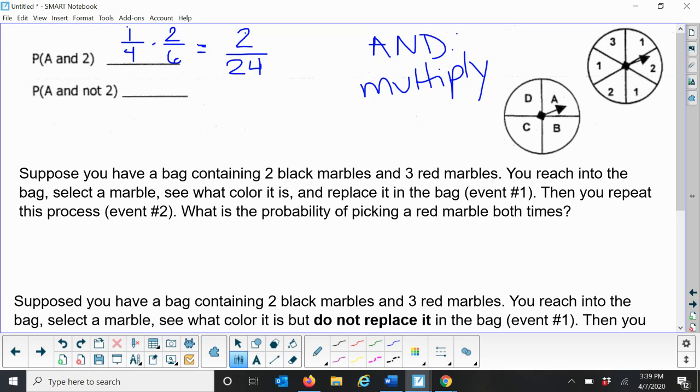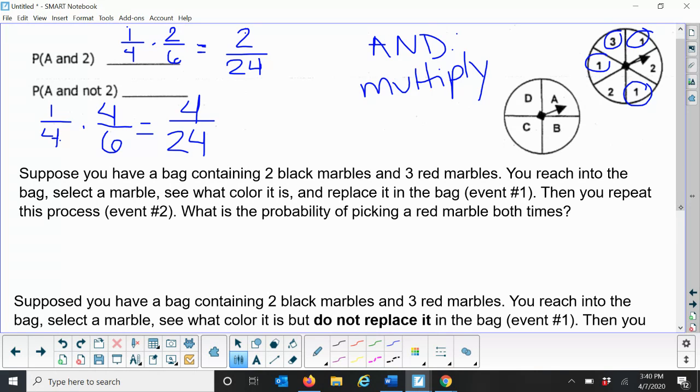Now, for my second one, the first part is the probability of A. And so that probability didn't change. It's still a 1 out of 4. But now I want the probability of not 2. And so that's going to be all of these that are not the number 2. And so for that one, I actually have a 4 out of 6 chance of it not being the number 2. And so when I multiply these two across, I end up with 4 out of 24. Yes, you can reduce both of these, but I'm not worried about judging your ability to reduce fractions. I want you to be able to calculate these probabilities.